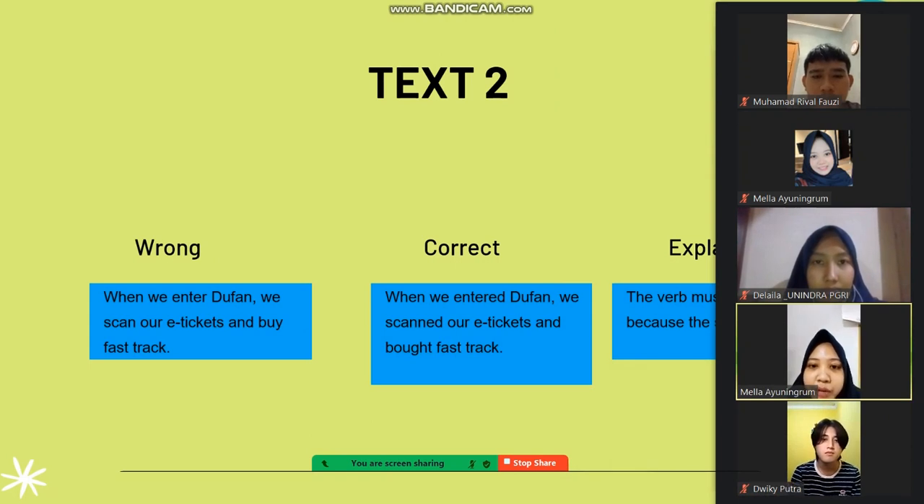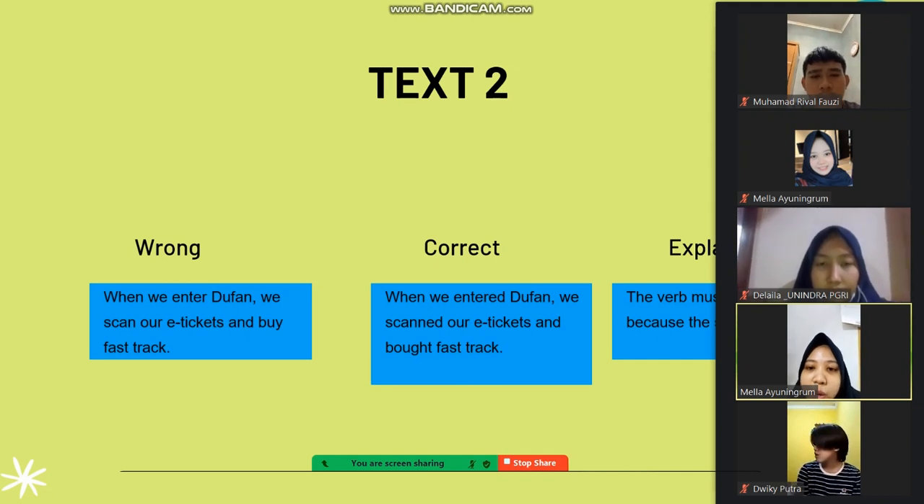When we enter the Dufan, we scan our ticket and buy fast track. There is a wrong sentence. The correct is: when we entered the Dufan, we scanned our ticket and bought fast track. Explanation is: the verb was using verb 2 because the sentence shows past. There is a wrong verb.